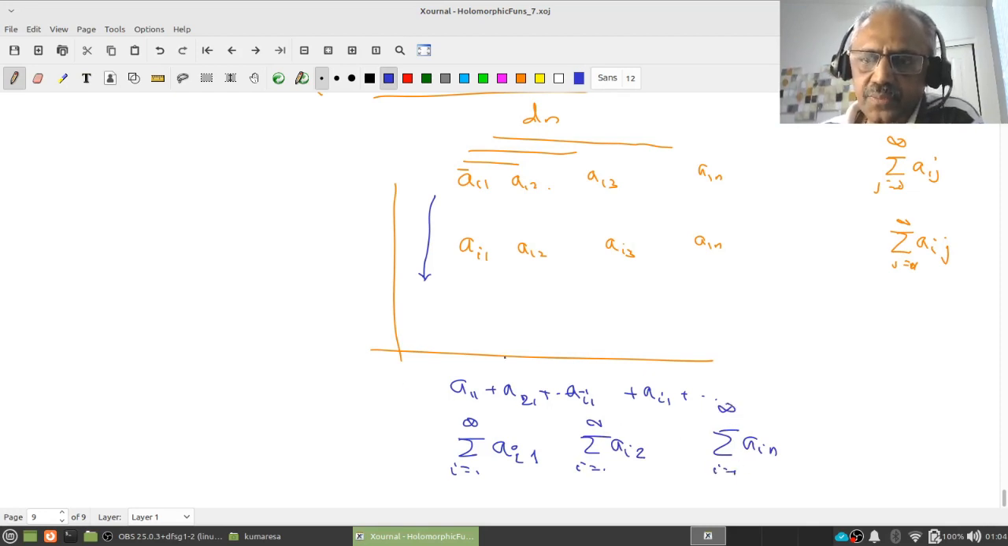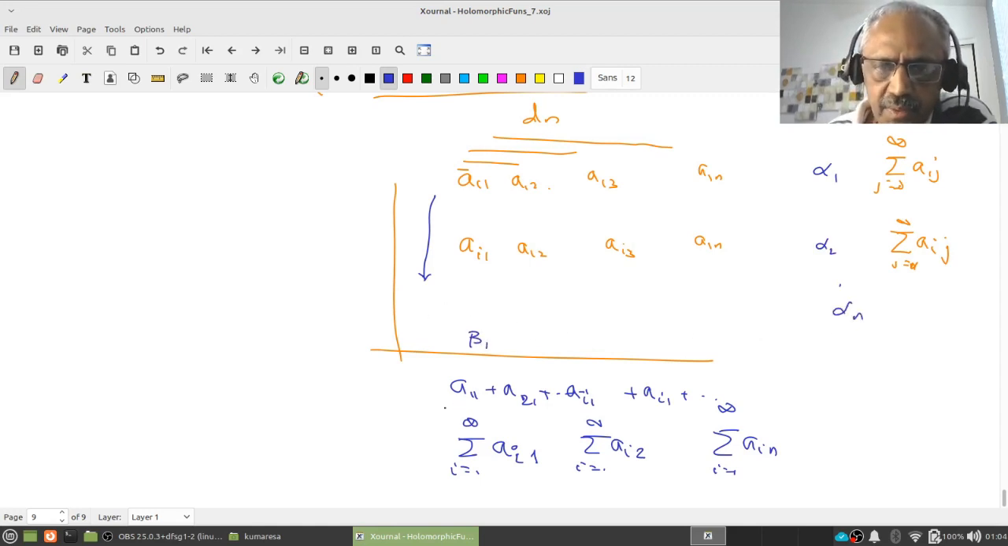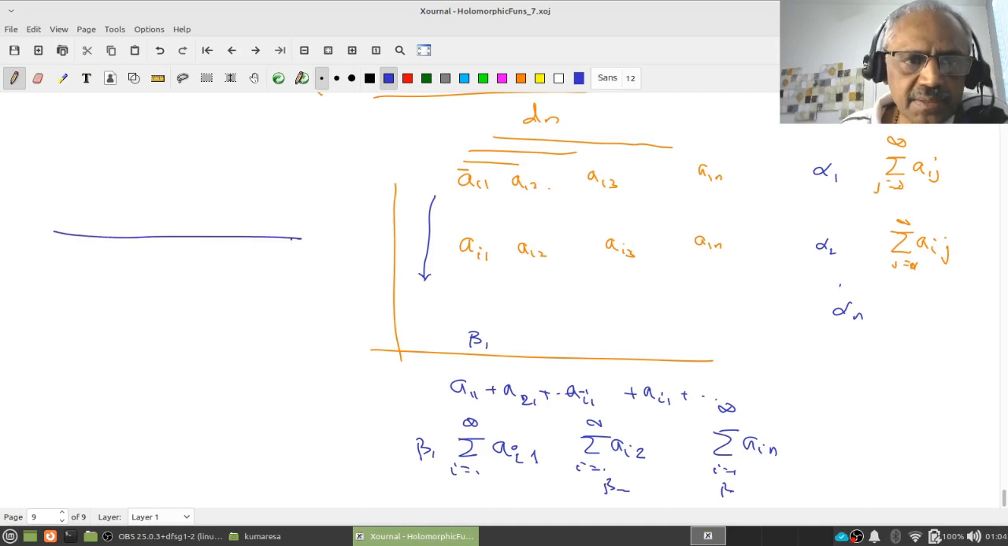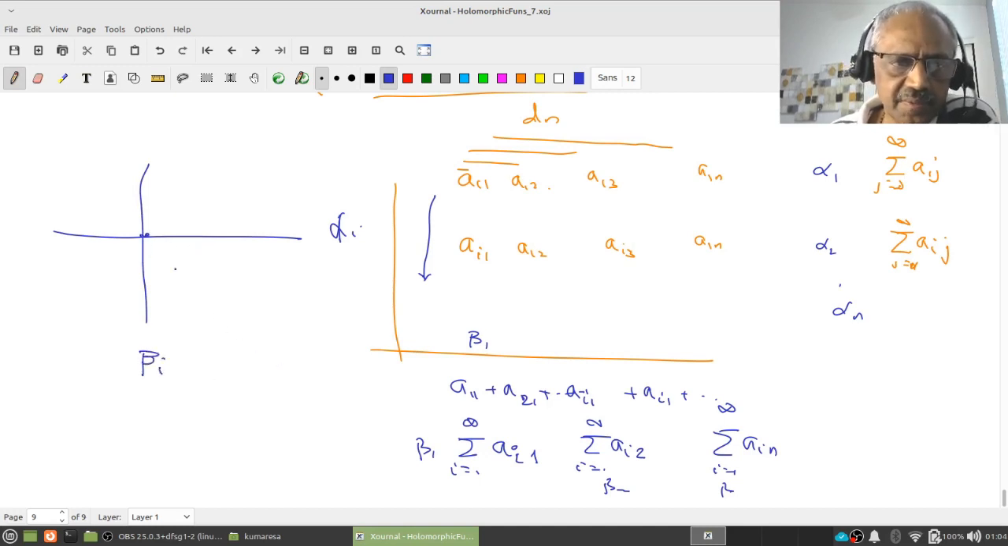Right? You follow that? Now let us call this alpha 1, alpha 2, etc., alpha n. Here when I compute, let me call this beta 1. This is my beta 1. This is my beta 2, beta 3. So when I am summing like this, this is my alpha i. When I am summing like this, this is my beta i. This is my ith element.